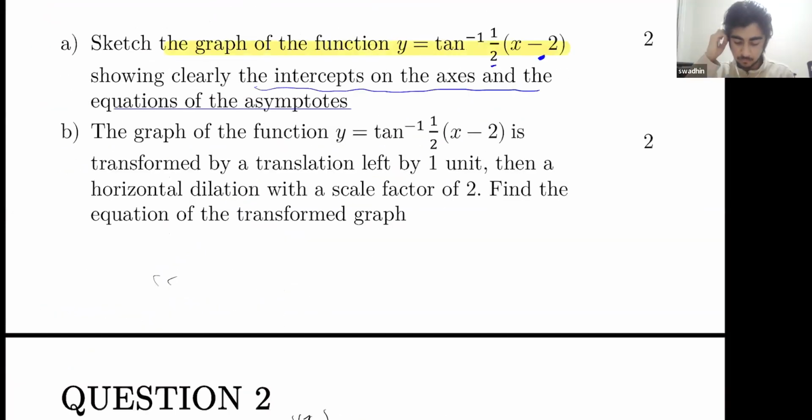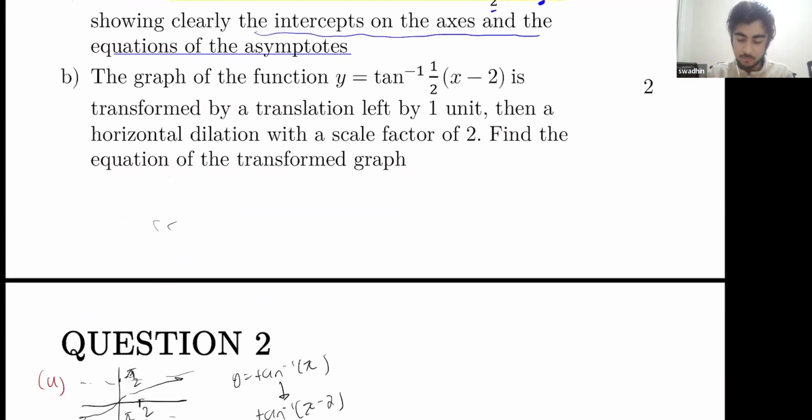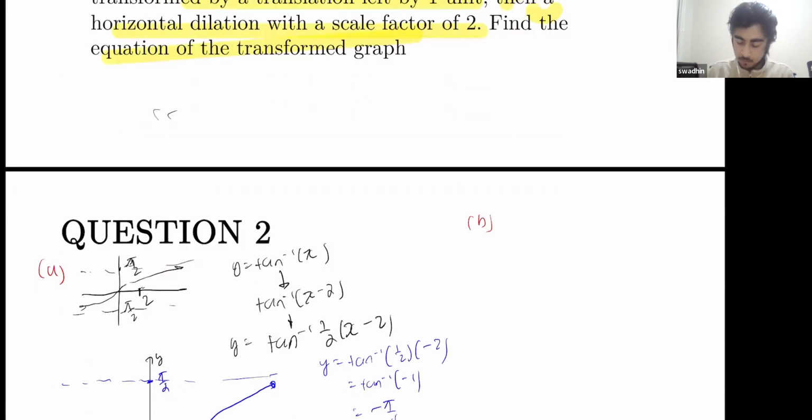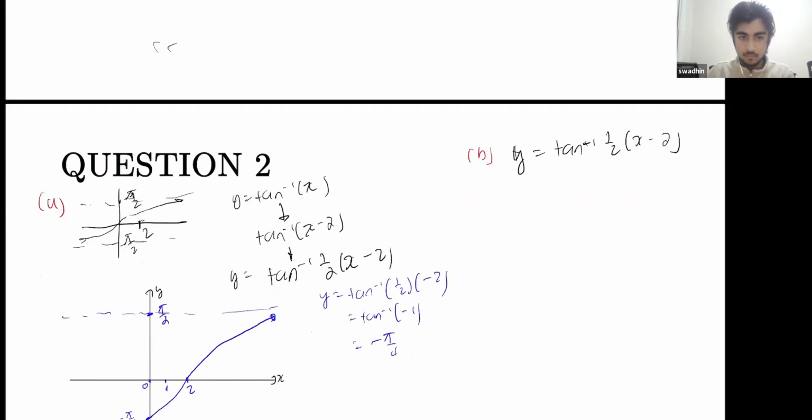Right, part B. The graph of the function is transformed by translation to the left by 1 unit, and then a horizontal dilation with a scale factor of 2. Now I want to find the equation of the transformed graph. So this is our original graph. When it's translated 1 unit to the left, the x in this graph becomes x plus 1. Not the x minus 2 becoming x plus 1, but just the x becoming x plus 1. So let's first apply this translation because this is what first happens.